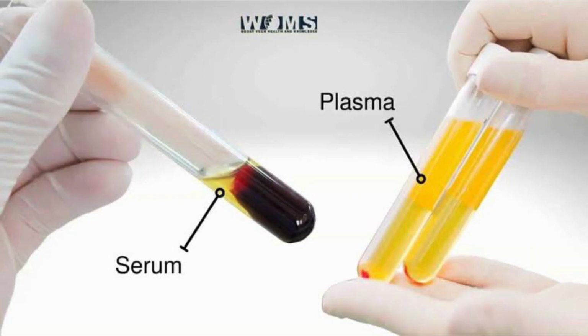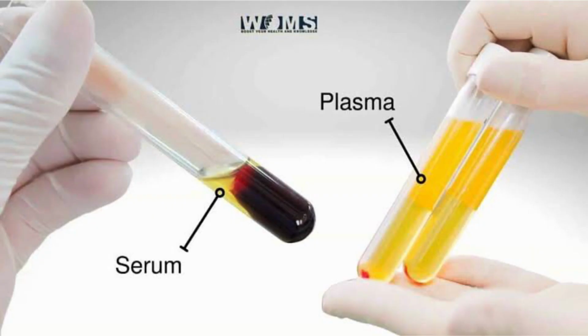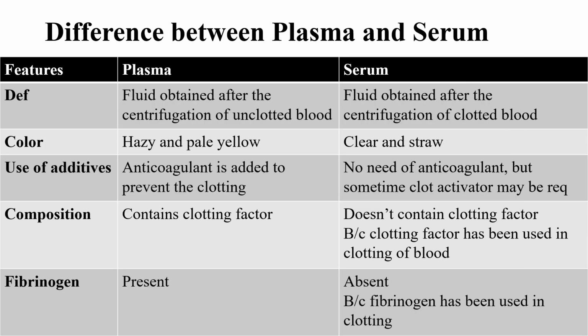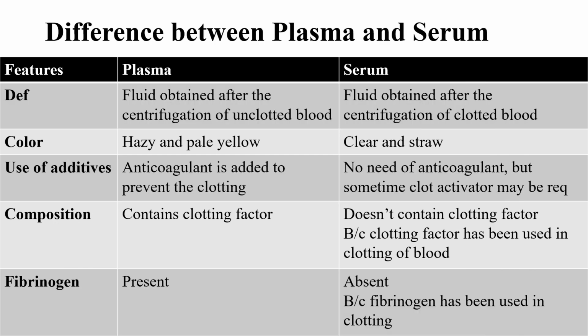Color of plasma is hazy and pale yellow, while the color of serum is clear and straw. We add anticoagulant in the whole blood to prevent the clotting in order to obtain the plasma, while in case of serum we add clot activator, sometimes, in the whole blood to stimulate the clotting of the blood in order to obtain the serum.